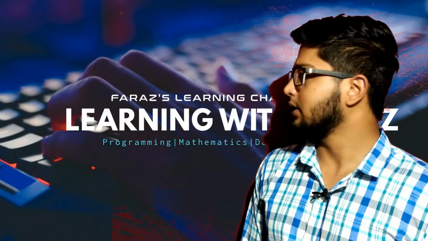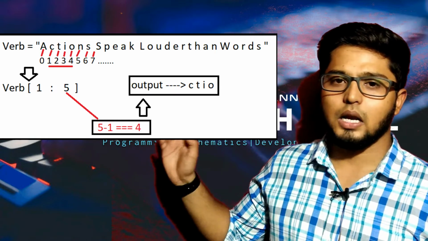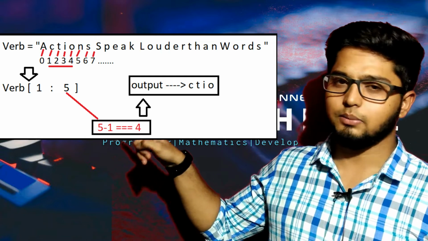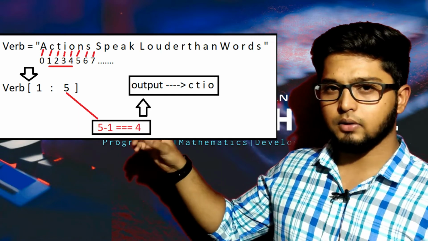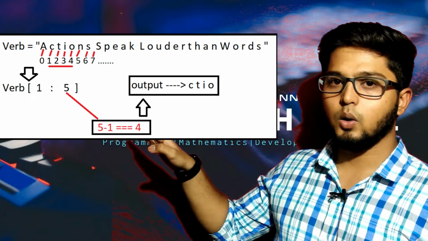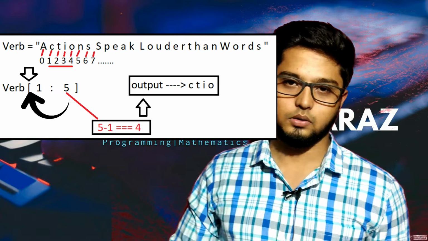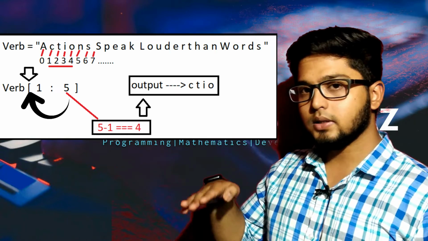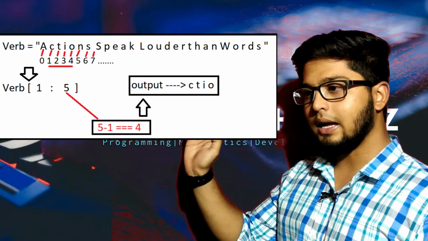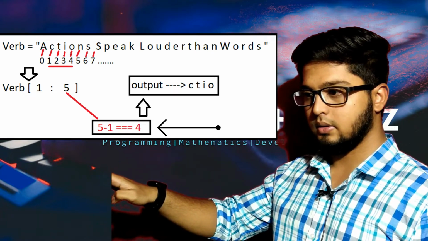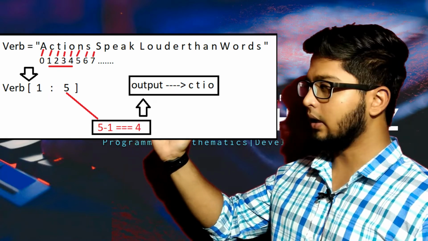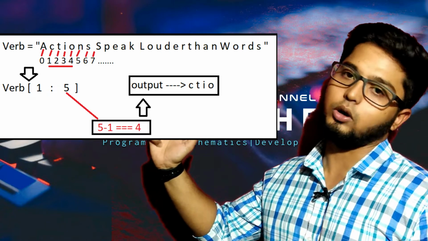Now for example, again consider this: action speaks louder than words. I have this statement, and that variable is stored in something called verb. In the next step, I will take verb, and within the brackets, I will put maybe 1:5. What will happen is it will start the string from first index and it will end at the last minus 1. I mean, if you take 1 and 5, it will take 1, 2, 3, 4. It will not take 5.